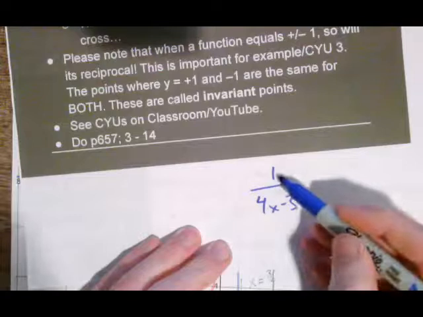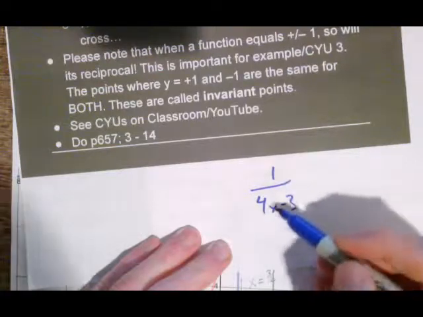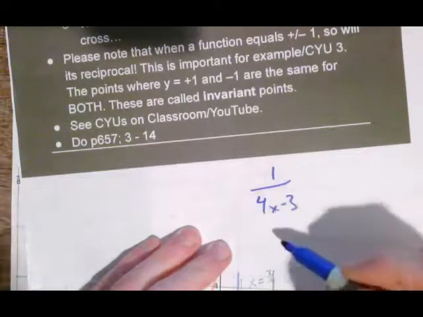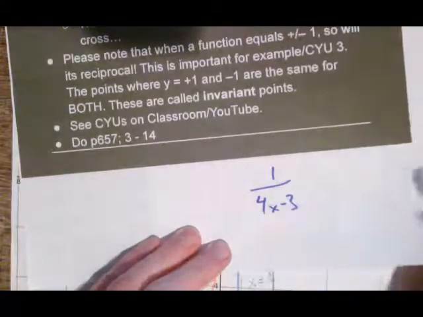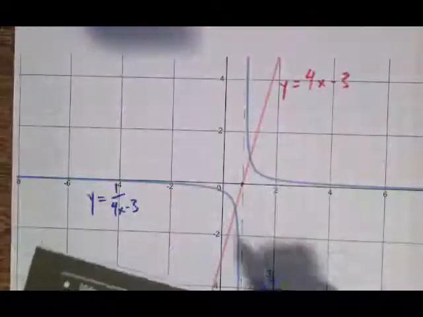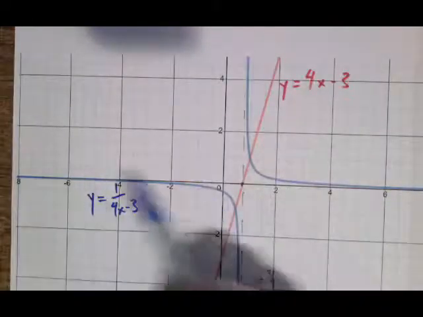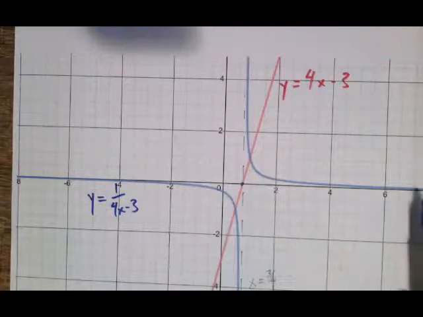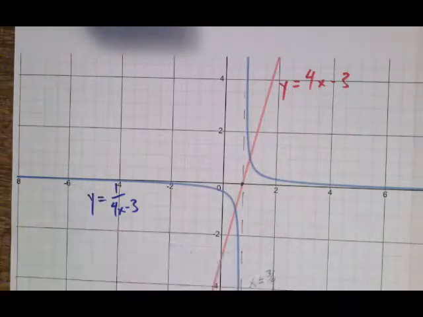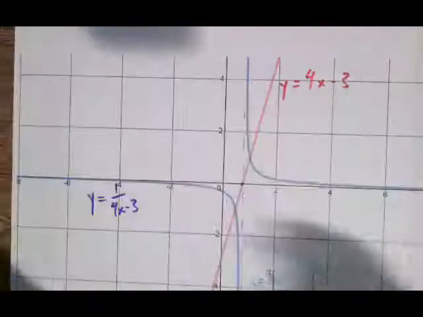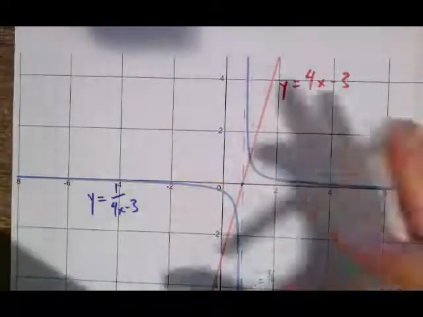If we had an x up here, if this was like x over 4x minus 3, and x is 0, the whole thing would be 0, no problem. But we don't have that there, so we have a horizontal asymptote. Notice here, it's right on the x-axis. It approaches, and it looks like it goes over, but it doesn't. It's just because of the mode that we're looking at.